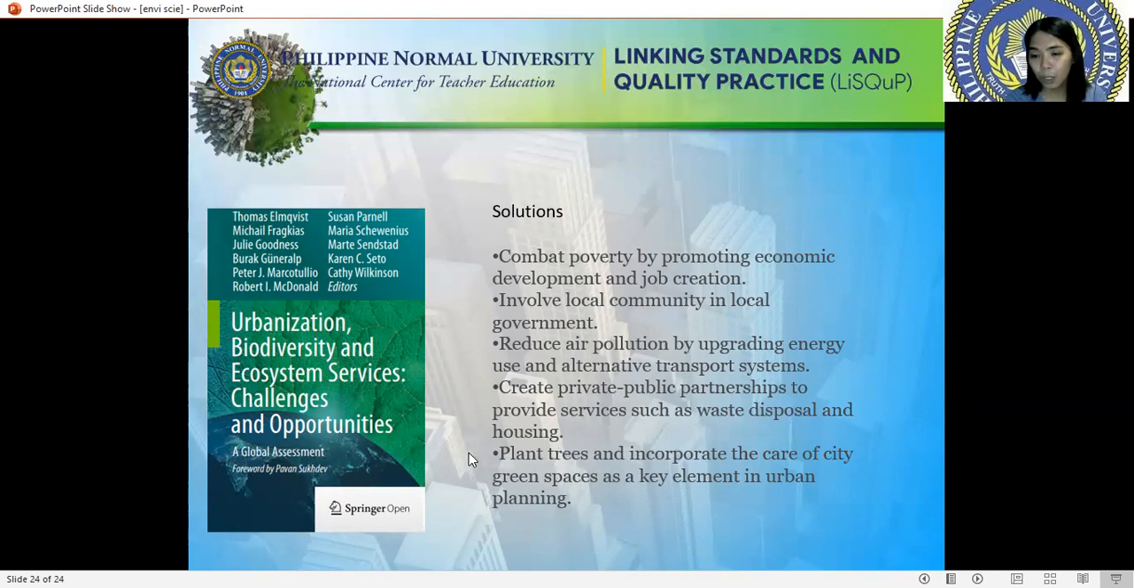In their book also, they say that non-government and private sectors have roles in maintaining the biodiversity at the same time as urbanization. Then next one here, of course, plant trees, incorporate the care of city green spaces and key elements in urban planning. So you can read here that they propose building of green parks. They also have proposals for building urban gardens. So marami silang sinasabi dito. So these are the things that they are citing as a solution to aid the impacts of urbanization.